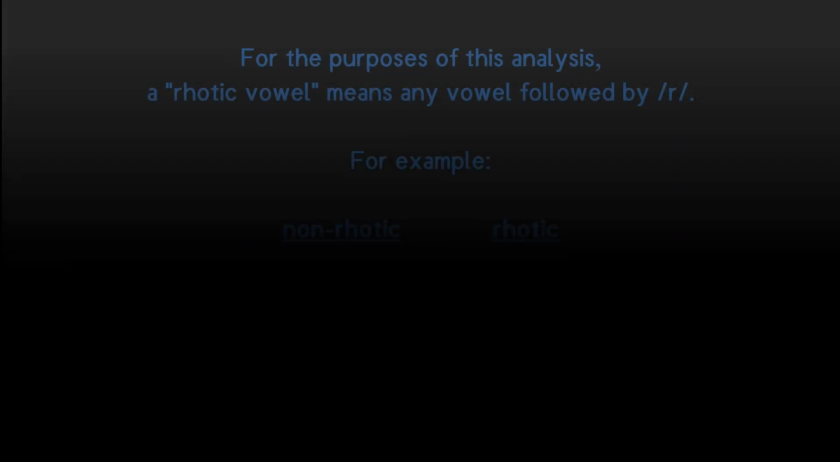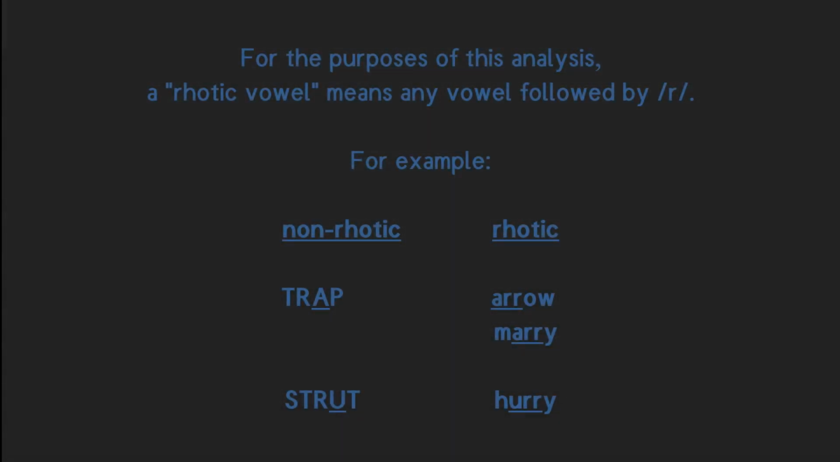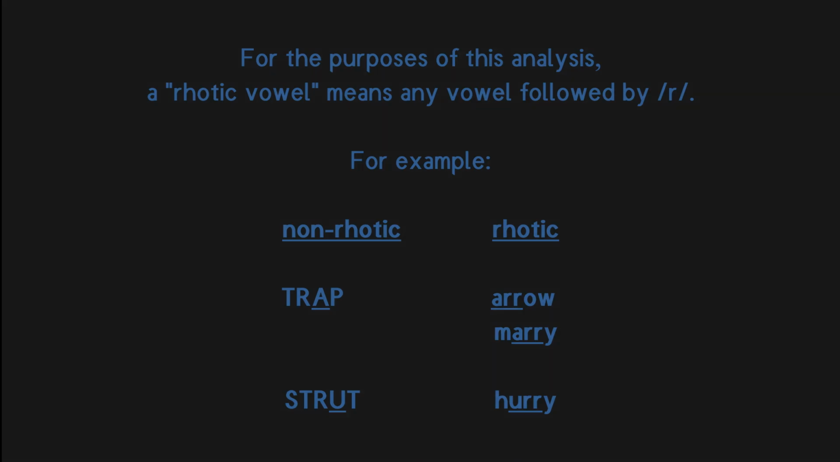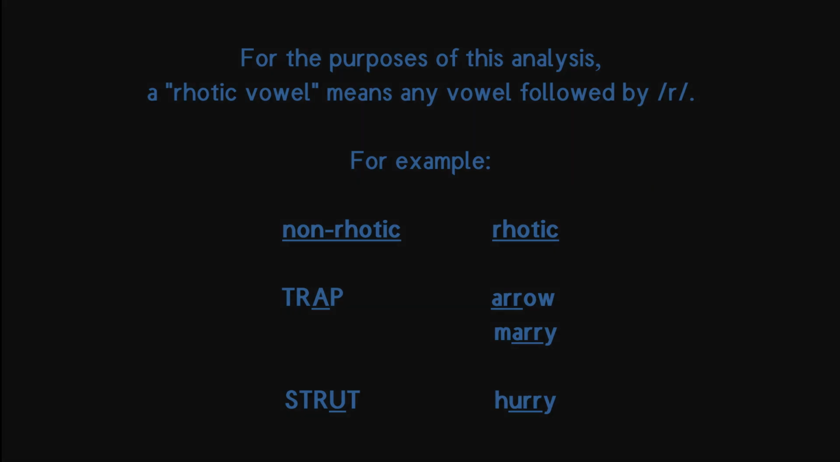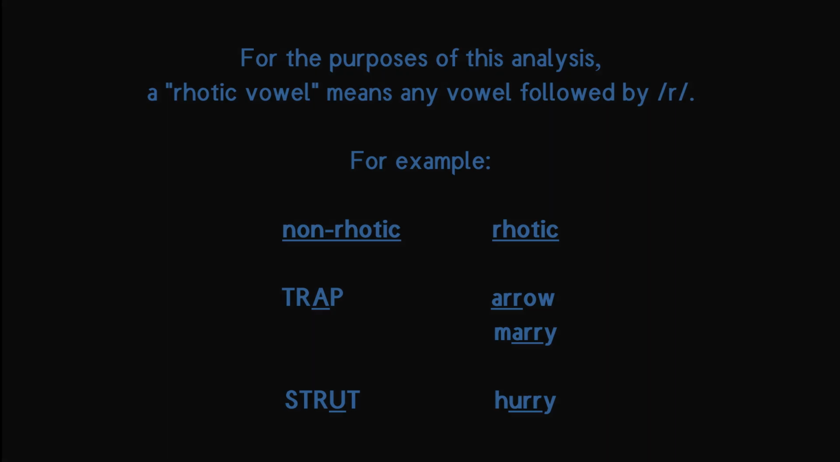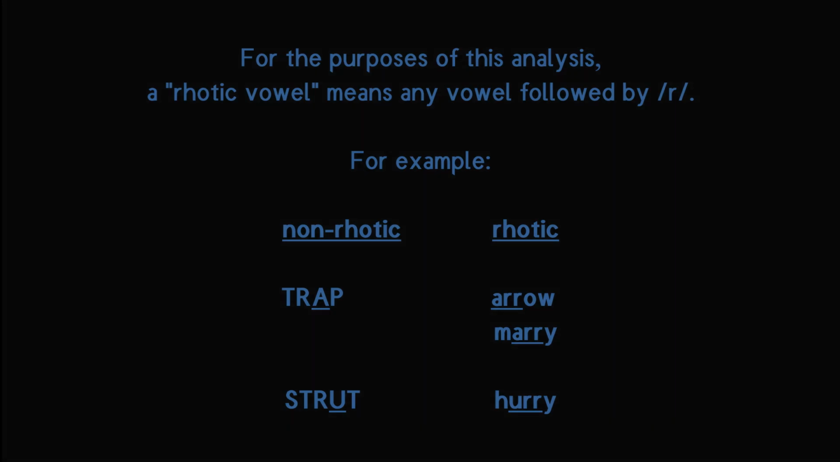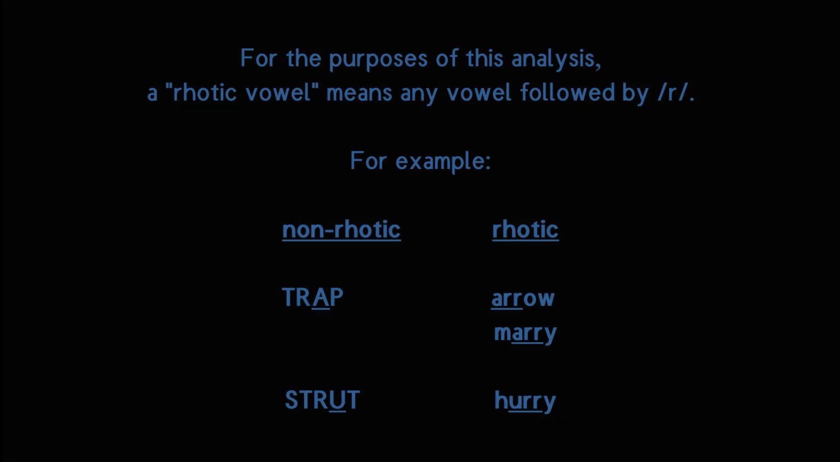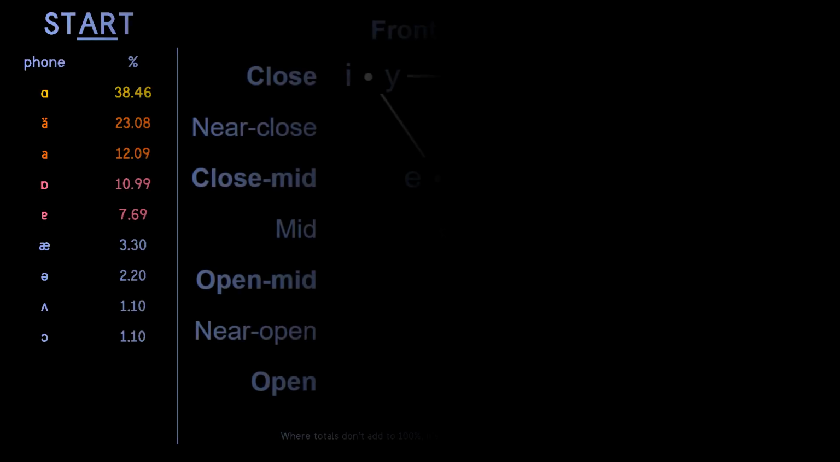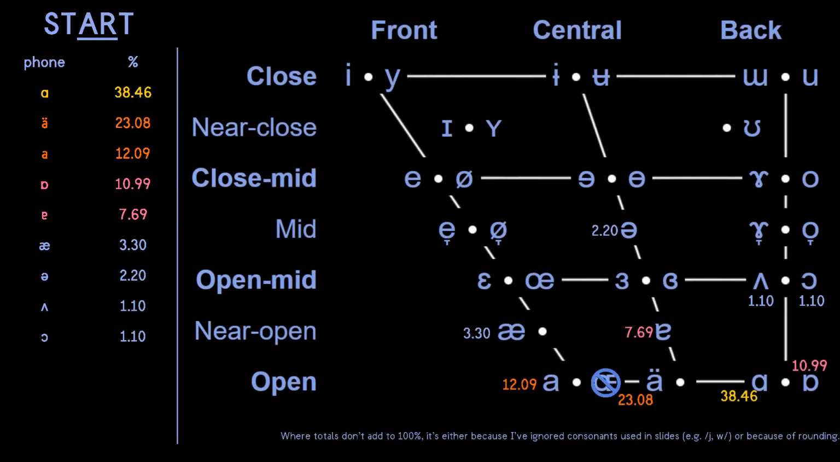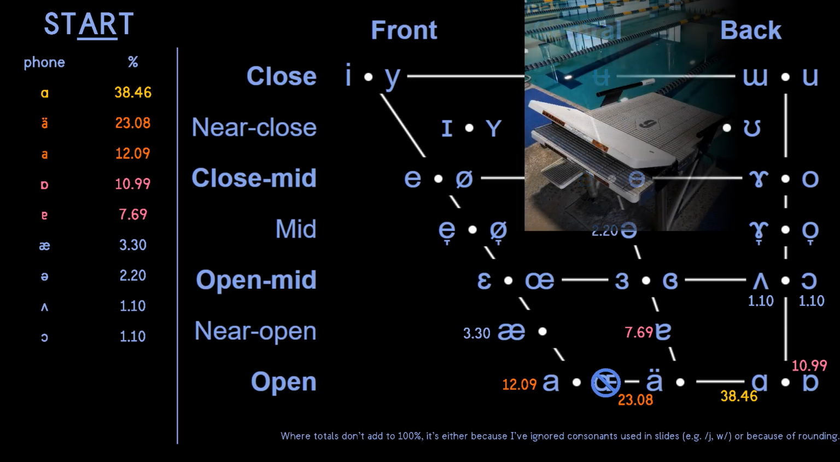Are you ready for the rhotic vowels? Here we'll be including vowels followed by in the following syllable, as they can very easily become rhoticized vowels. So, let's return to where we began. The trap vowel may be followed by in words such as arrow or marry. What other examples can you think of? As we have no data on this, let's move on to the start vowel.